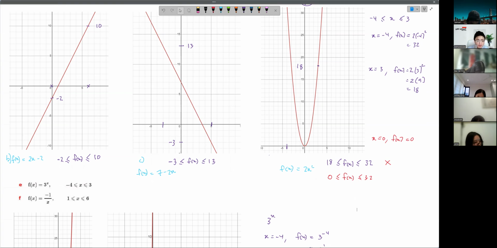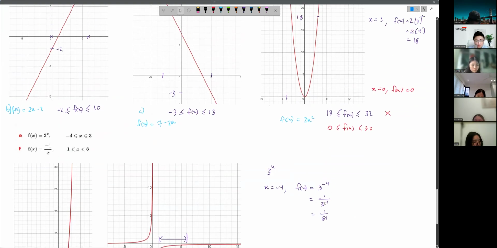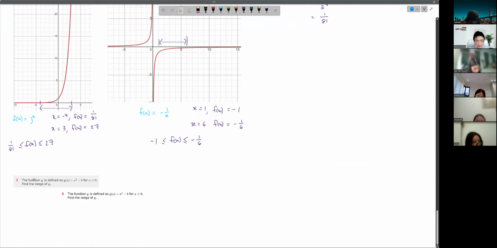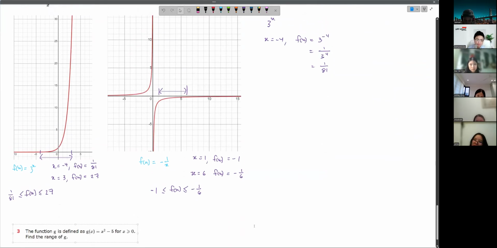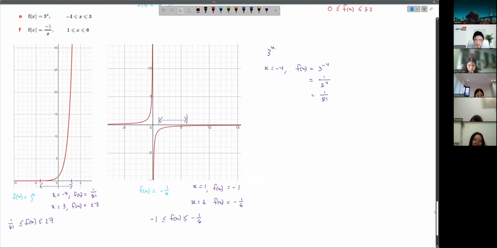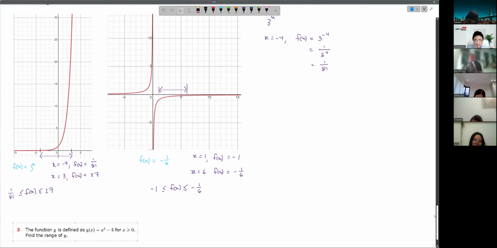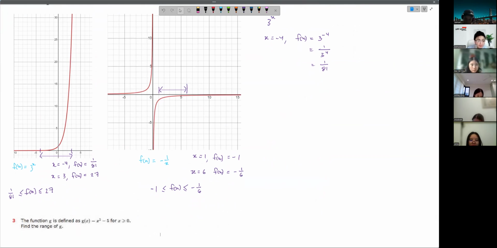The next question is question 3. You try and see. So this one, x is bigger or equals to 0. They already said this is your domain. So just get the shape of the graph, then you can tell.